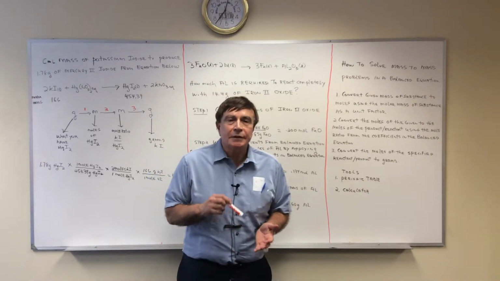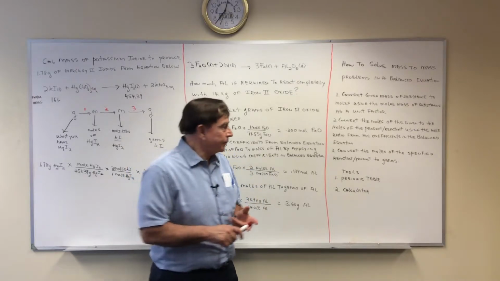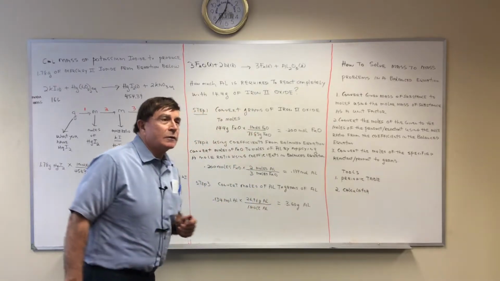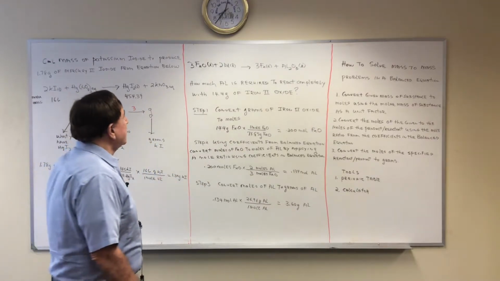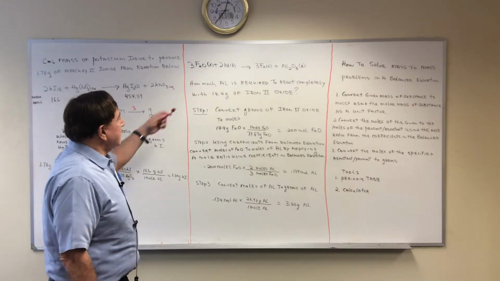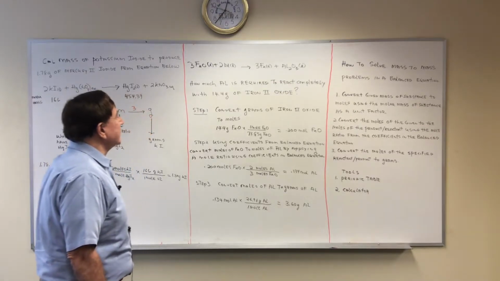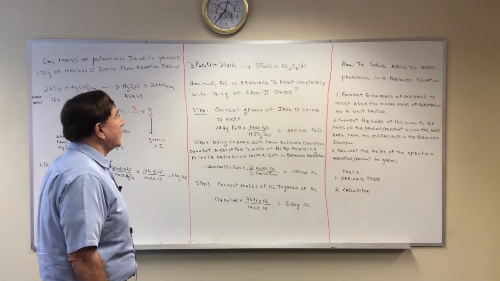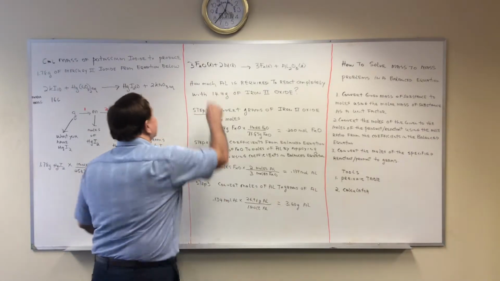What are the tools you need? You need a periodic table and you need a calculator. Now let's go and try a couple of problems because I think it will become more evident once we try them. Here is the balanced equation. Here's the question. How much aluminum is required to react completely with 14.4 grams of iron(II) oxide? Iron(II) oxide, what is that? That is this.